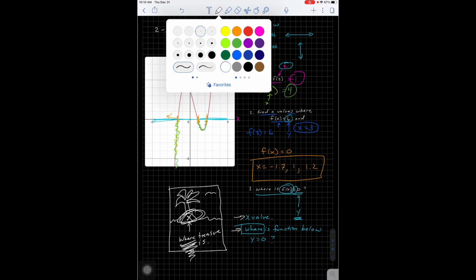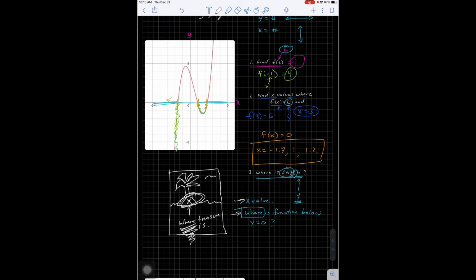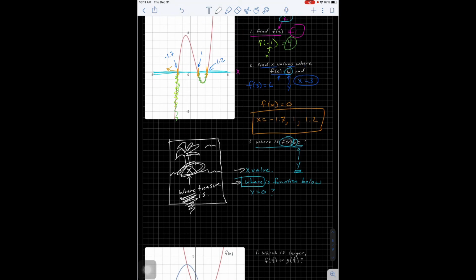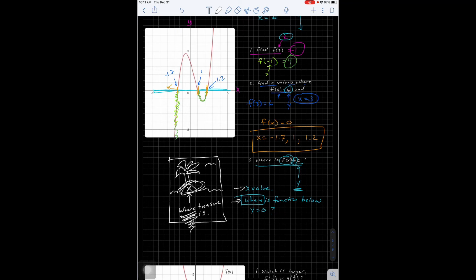So the way I write that in Mathland is I say, well, it's everything less than, we called this point right here, we called this point negative 1.7. We called this 1, and we called this 1.2. Again, estimates, okay? But what I'm going to say is, well, it's less than negative 1.7, so I write negative infinity to negative 1.7, okay? That interval unioned with 1 to 1.2.